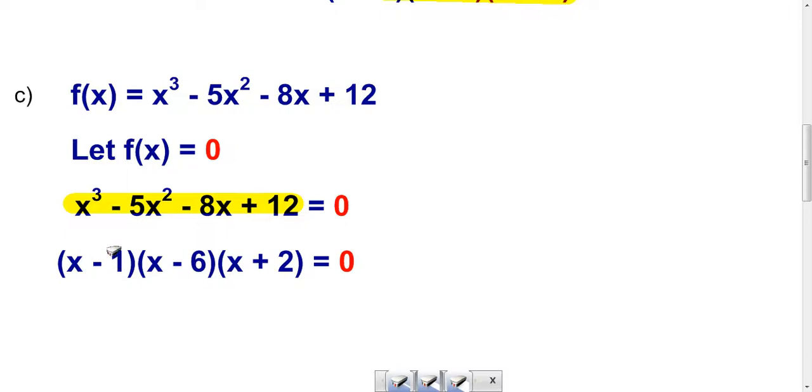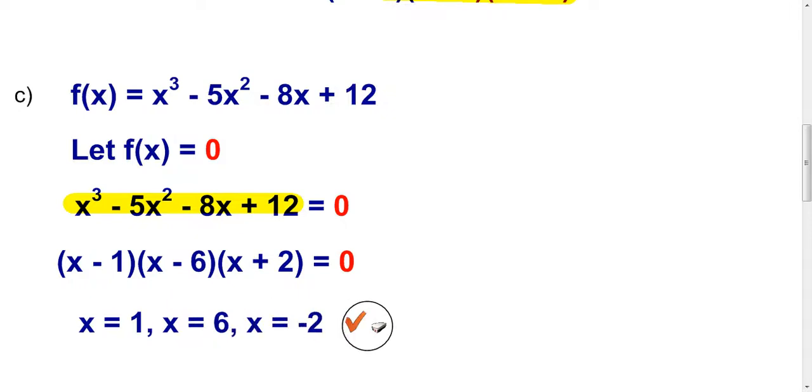Either that comes to 0, that comes to 0, or that comes to 0. Because any bracket being 0 will multiply, and it doesn't really matter what the other ones become, you'll get an answer of 0. So the first one's going to be 1, x is 1, then x is 6, and then x is minus 2.